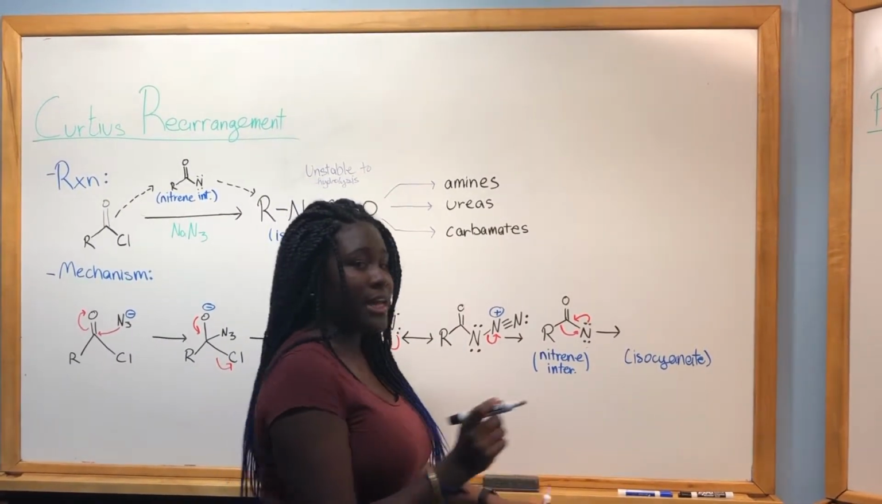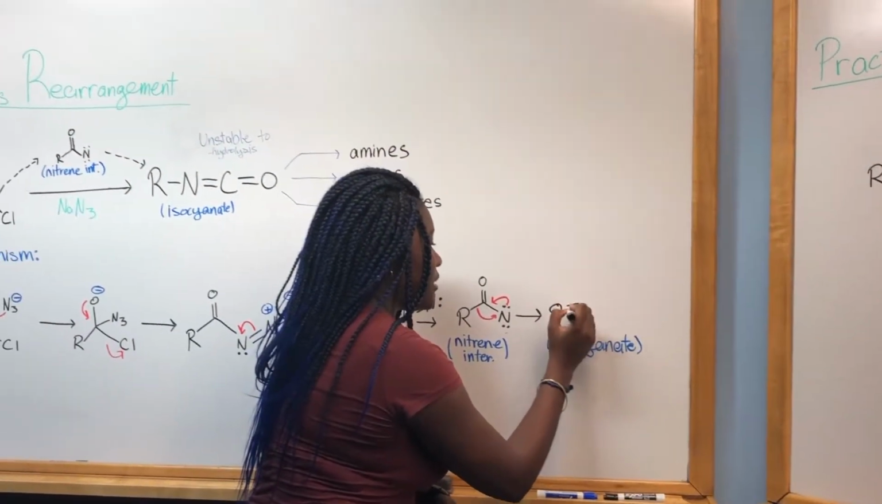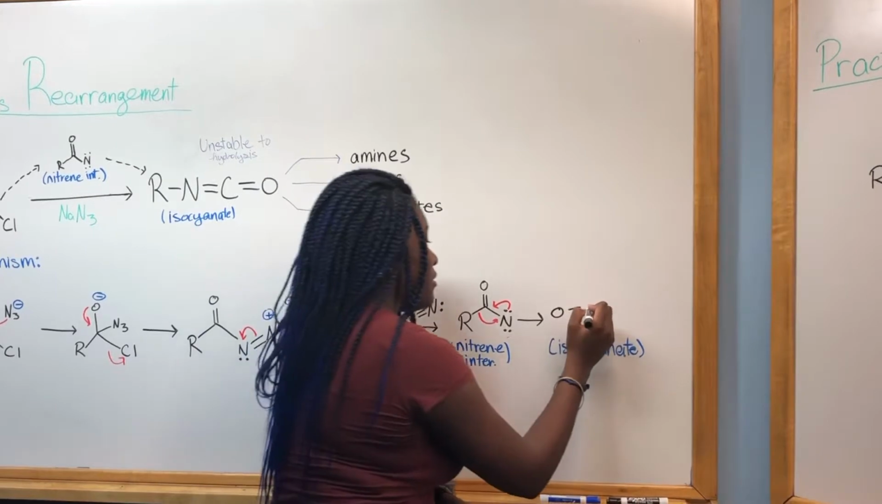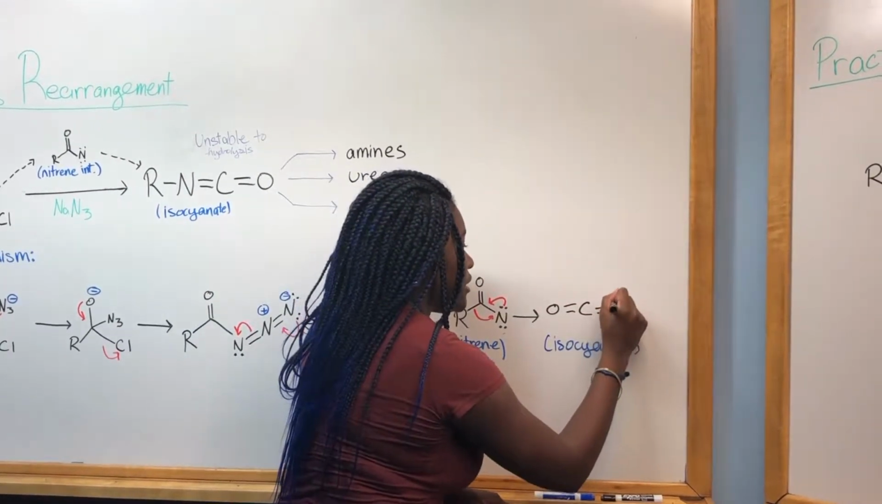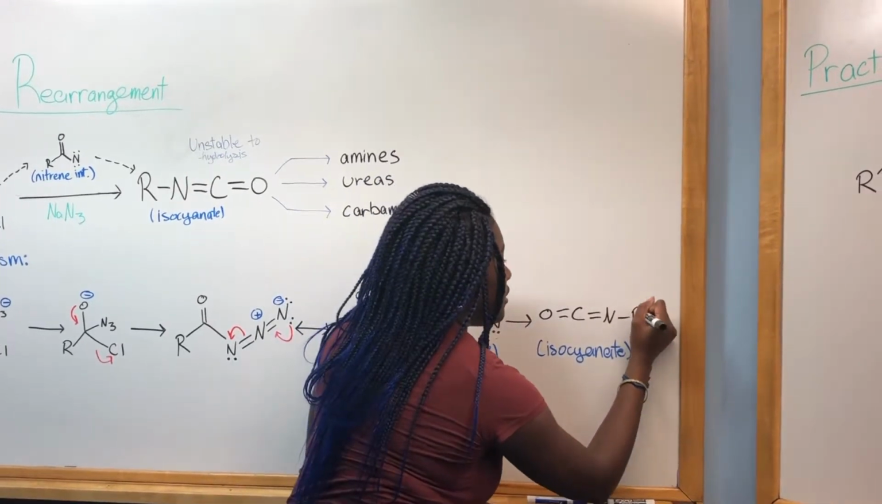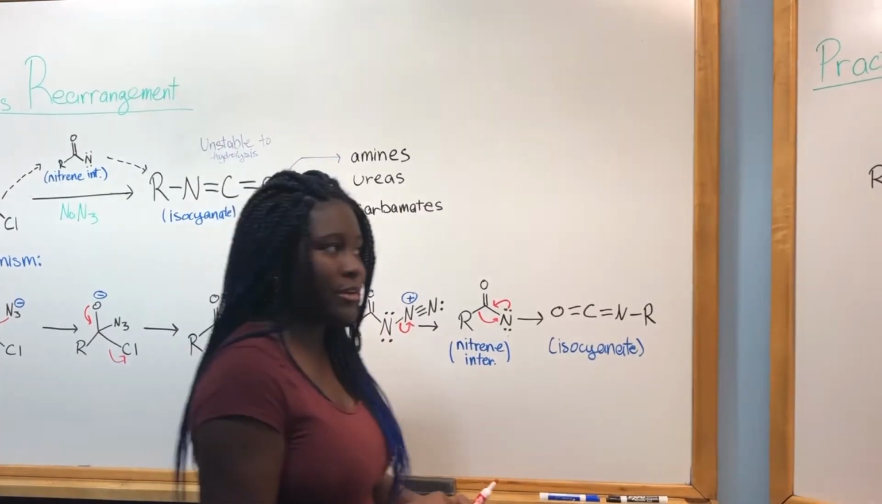Now, we'll draw this part together. We'll start with the oxygen. Since that hasn't changed, it remains double bonded to our carbon, and our carbon has a new double bond to this nitrogen and a single bond to our R group. And that's it, the Curtius rearrangement.